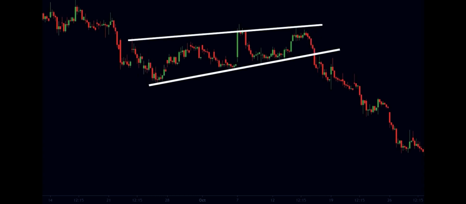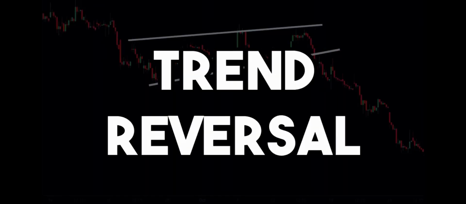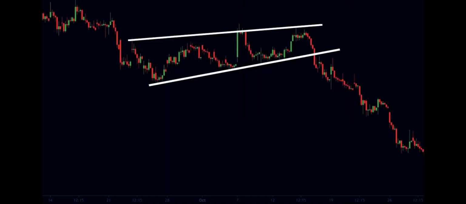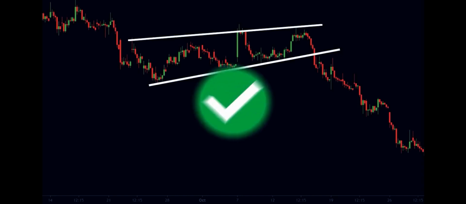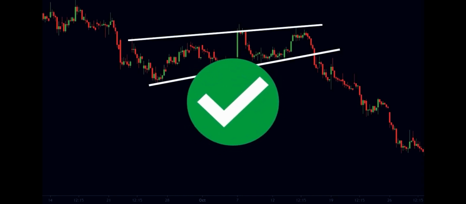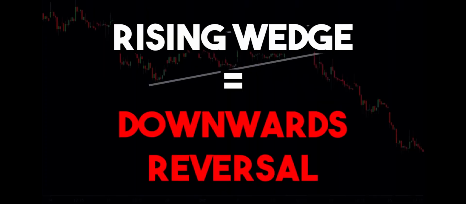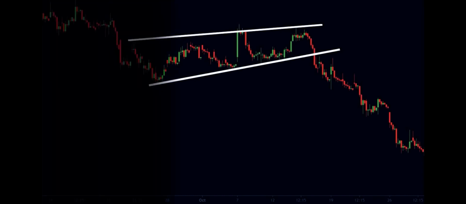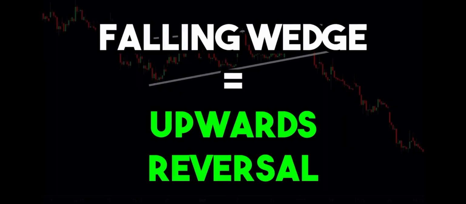Unlike the flag pattern, the wedge pattern indicates a trend reversal. And let me tell you that wedge patterns are one of the most successful ways of identifying a reversal. So if the wedge pattern is rising, we expect a downtrend to occur. And if the wedge is falling, we expect an uptrend.